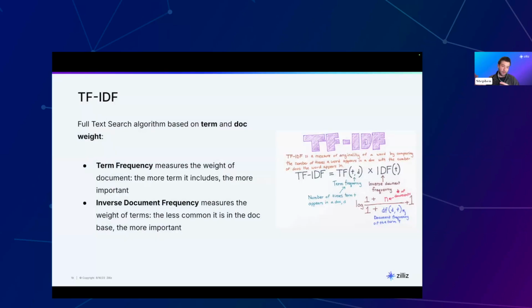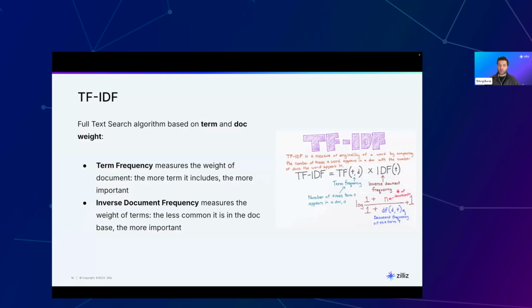First, we'll really take a step back and go back in time. Let me introduce you to TF-IDF, a full text search algorithm based on term and document weight. TF means term frequency, which measures the weight of a document: the more terms it includes, the more important it is. IDF is inverse document frequency, which measures the weight of terms: the less common a term is in a document base, the more important it is.